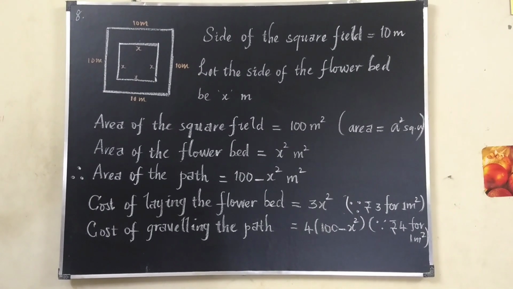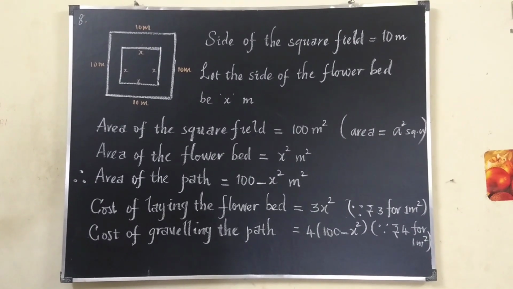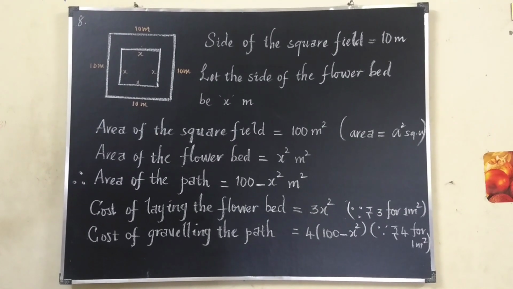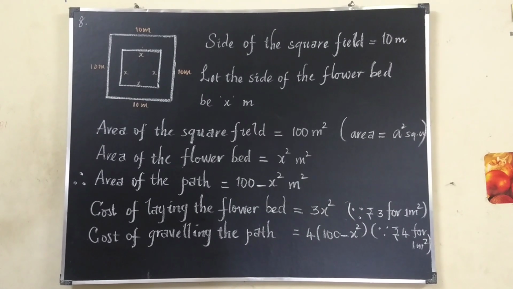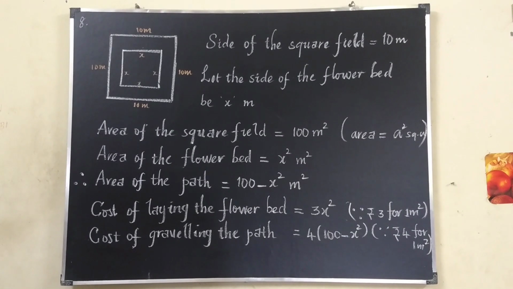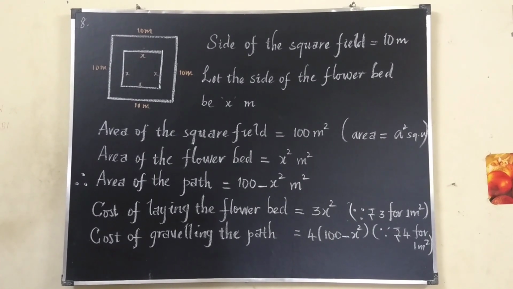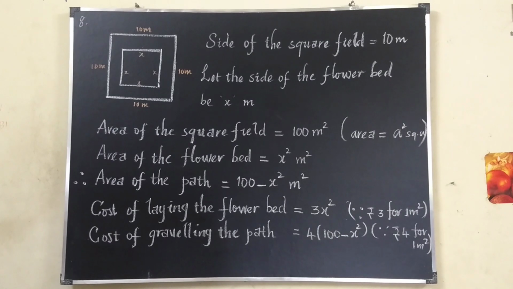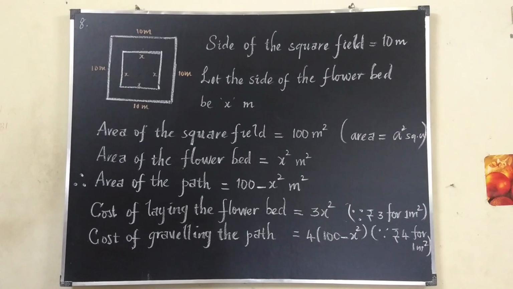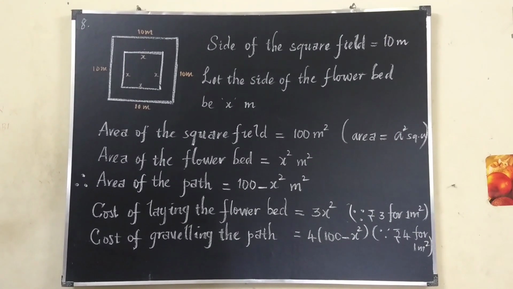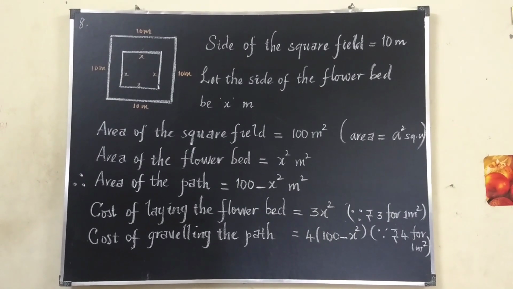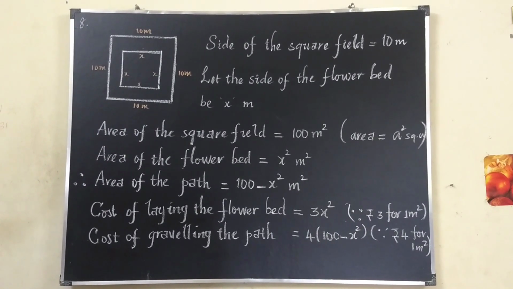There is a square field whose side is 10 meter. A square shaped field is there. What's the side given? 10 meter. A square flower bed is prepared in its center, leaving a gravel path all around the flower bed. So in the center of the square field, they prepared a square flower bed, leaving a gravel path all around it. The total cost of laying the flower bed and graveling the path at rupees 3 and rupees 4 per square meter respectively is rupees 364.